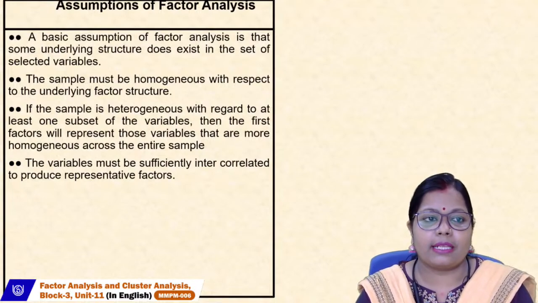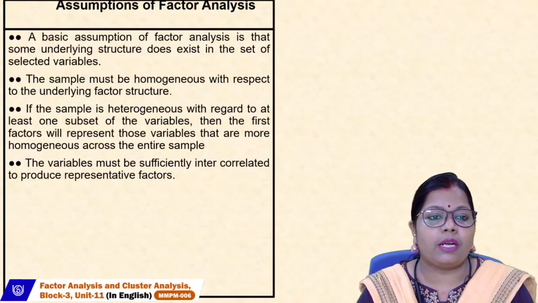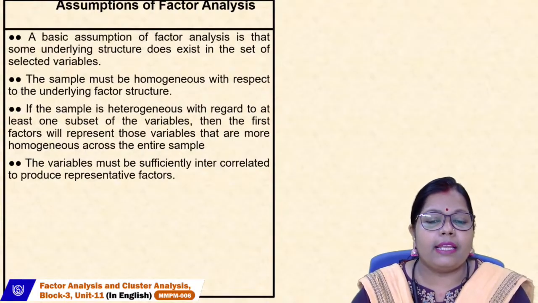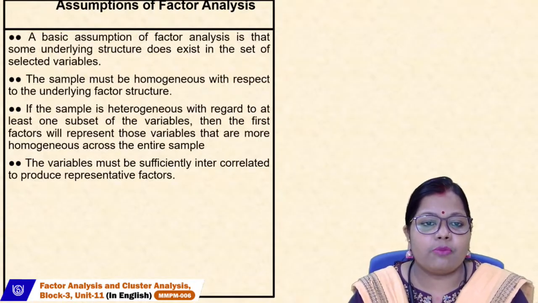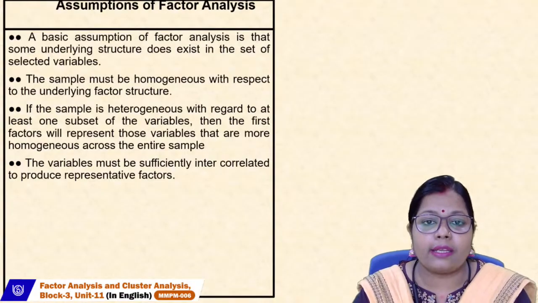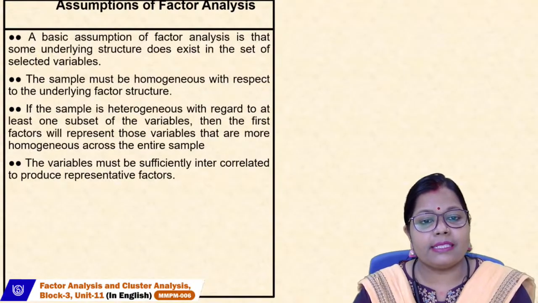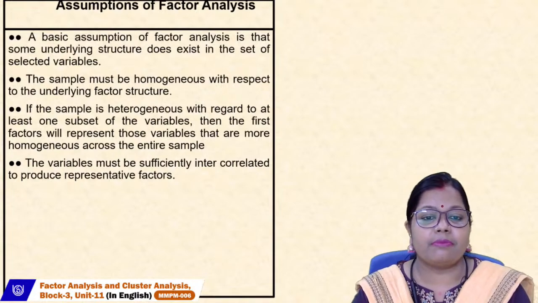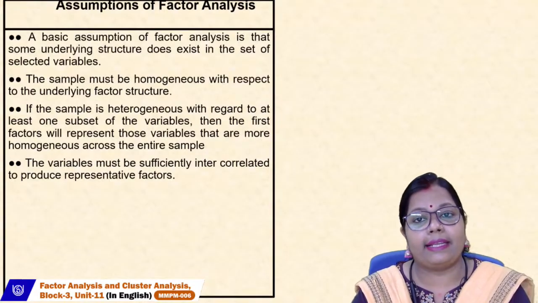The next important assumption of factor analysis is that the sample must be homogeneous with respect to the underlying factor structure. So whatever factor structure we have given, the sample will be homogeneous with the questions and the structure. It is the most important. If heterogeneity is occurring, then we cannot keep them under one factor. And if the sample is heterogeneous with regard to at least one subset of the variables, then the first factor will represent those variables that are more homogeneous across the entire sample.